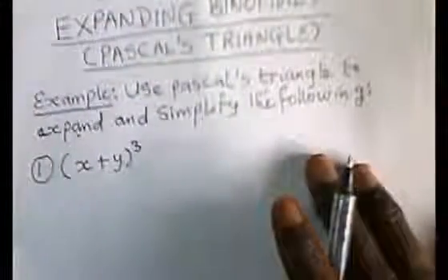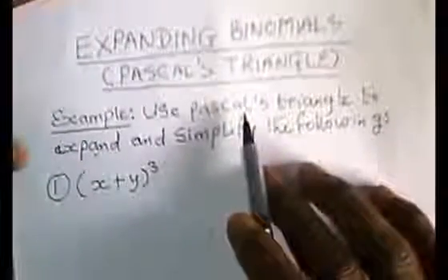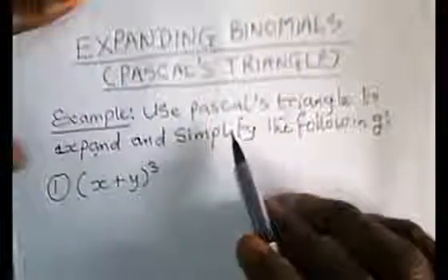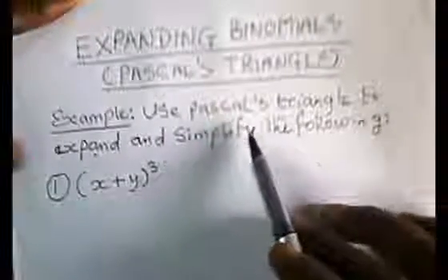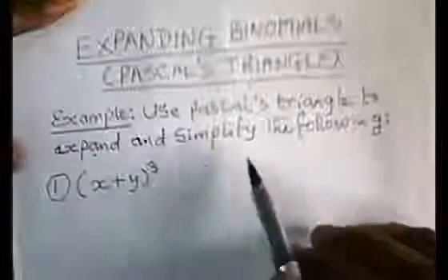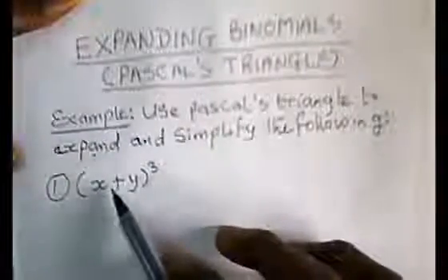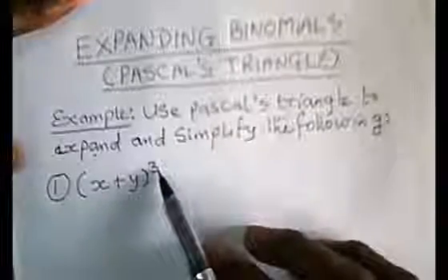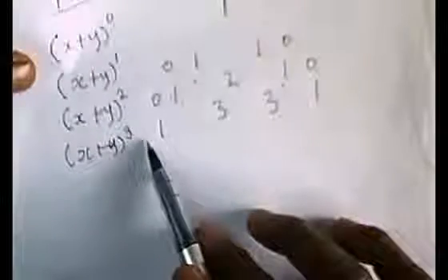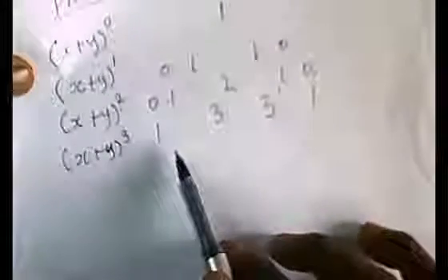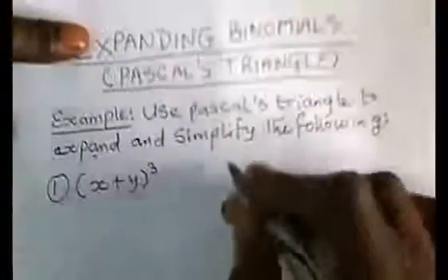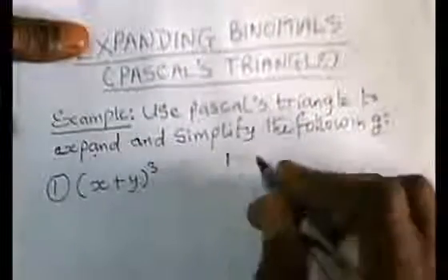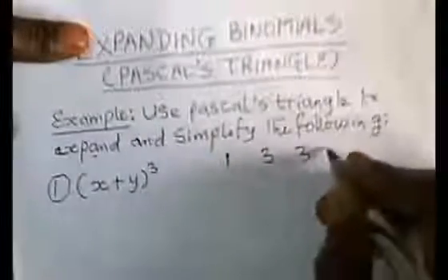Now in the lesson, under expanding binomials, we are going to be treating some examples. The first example is here, and you can see it on the screen. It says use Pascal's triangle to expand and simplify the following. Here we have (x + y)^3. I showed us how we got the power 3, and for us to expand, the coefficients we shall be using are 1, 3, 3, 1. So over here, I'm going to write the coefficients, 1, 3, 3, 1.